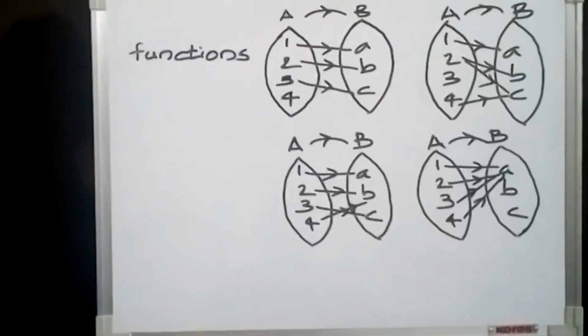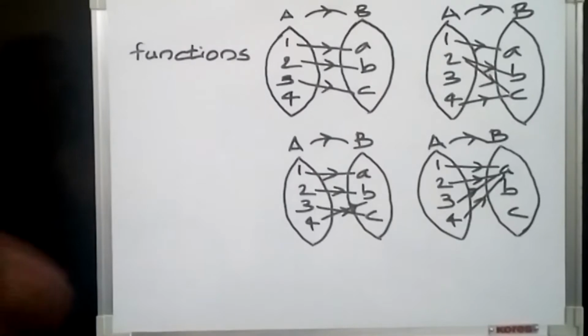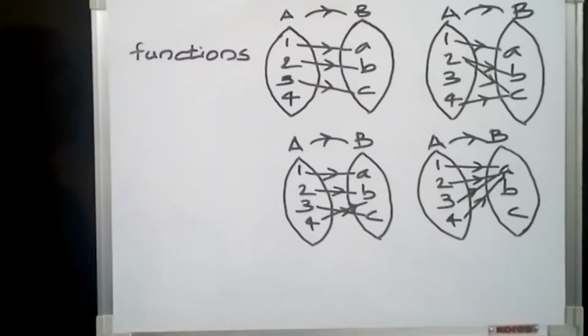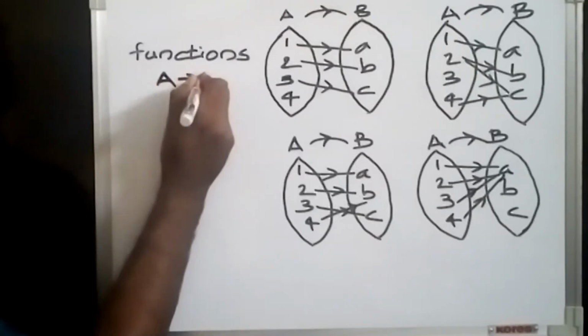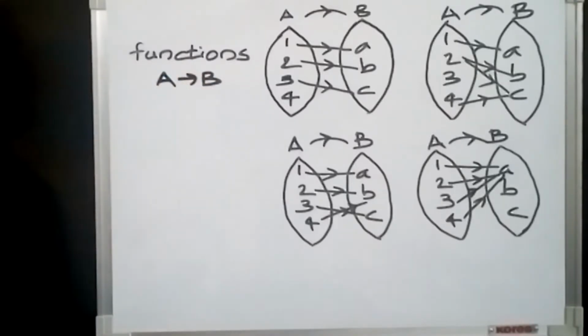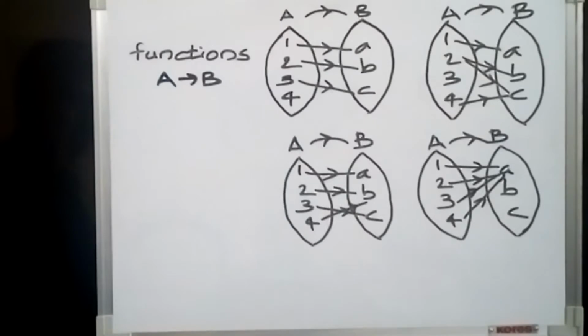Now let us go to the formal definition of a function. A relation defined from set A to set B is said to be a function if every element in A has one and only one image in B. You remember, recall what you studied in the last year.